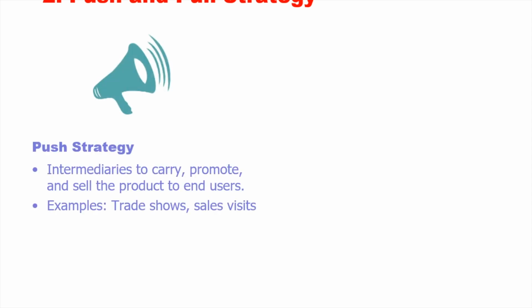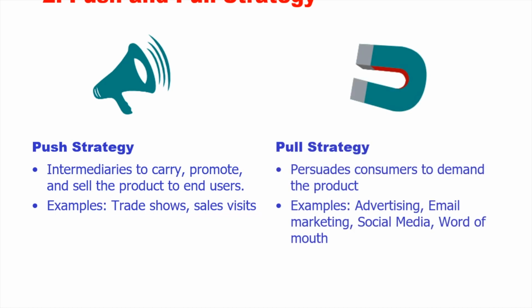Two primary strategies govern the function of marketing channels. A push strategy induces intermediaries to carry, promote, and sell a product. It is effective for low brand loyalty products and impulse purchases. A pull strategy, on the other hand, persuades consumers to demand the product, and is ideal for high brand loyalty products and pre-store brand choices. Successful companies often use a combination of both.